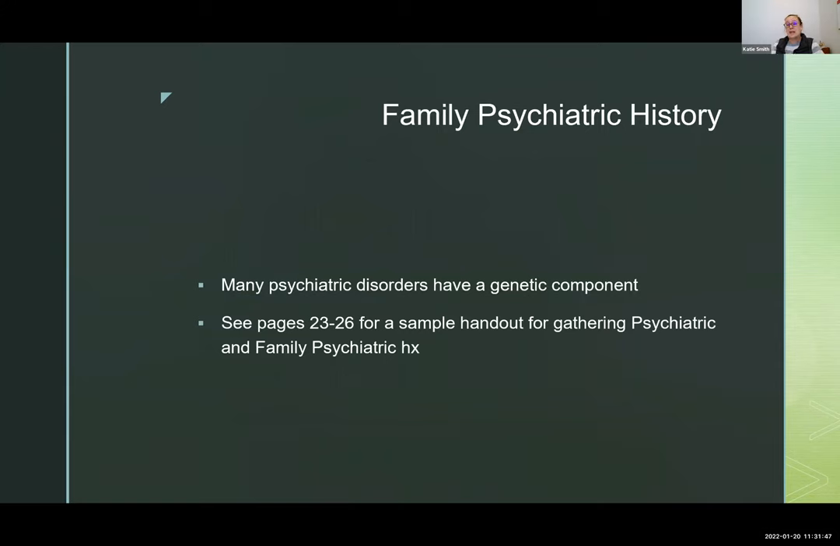We need to know about family psychiatric history. So many psychiatric disorders have a genetic component. It's really important for that. Pages 23 through 26 of edition one of your texts provide a sample handout for gathering the psychiatric and family psychiatric history. So we don't have to make this up on our own. We don't have to know all the questions to ask. We have resources from our textbook, from SAMHSA, from NADAC, all of these places that can help inform our assessment. What is some of the data that we should gather that's going to be helpful in assessing and treating this client?